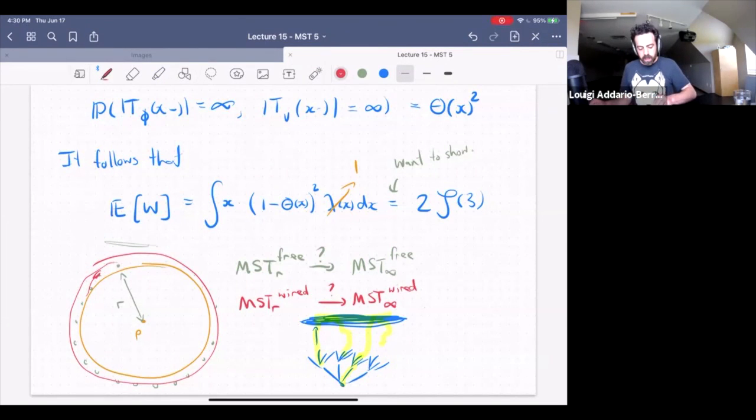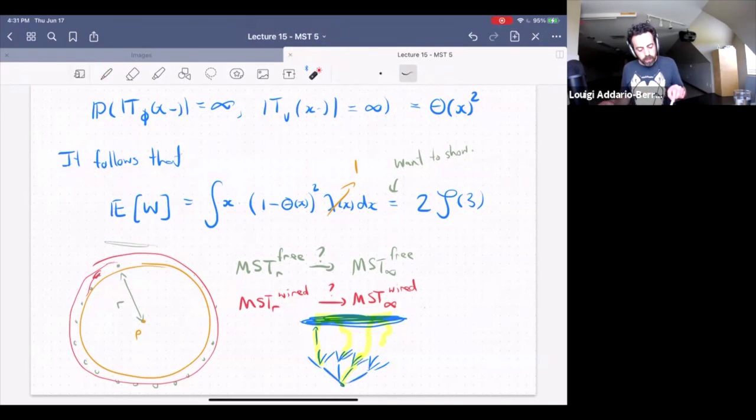So yeah, I quickly glossed over this earlier in the lecture when I was saying it's important in this setting that we're looking at the wired minimum spanning forest, because the free one would just be trivial. It would be the whole tree.